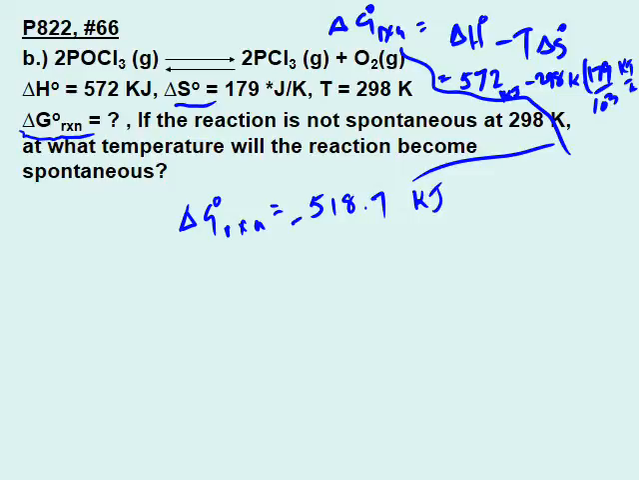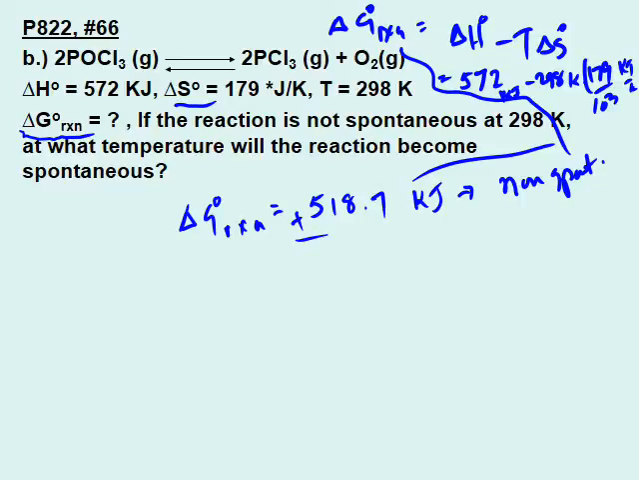And this is positive. Remember, for a spontaneous process, delta G has to be negative. Since it is positive, it's not going to be a spontaneous process. So this is going to be non-spontaneous at this particular temperature of 298 Kelvin. What that means is, when you maintain the temperature at 298 Kelvin, this reaction is not going to happen.